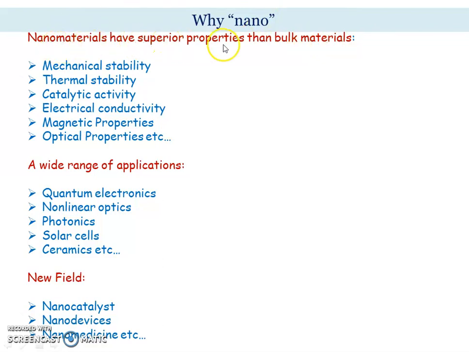Because nanomaterials have superior properties to bulk material. These are the superior properties. Nanomaterials have better mechanical stability than bulk material, which means they can withstand more pressure. Also, nanomaterials have better thermal stability over bulk material, which means they can withstand high temperature also. And nanomaterials possess good catalytic activity.